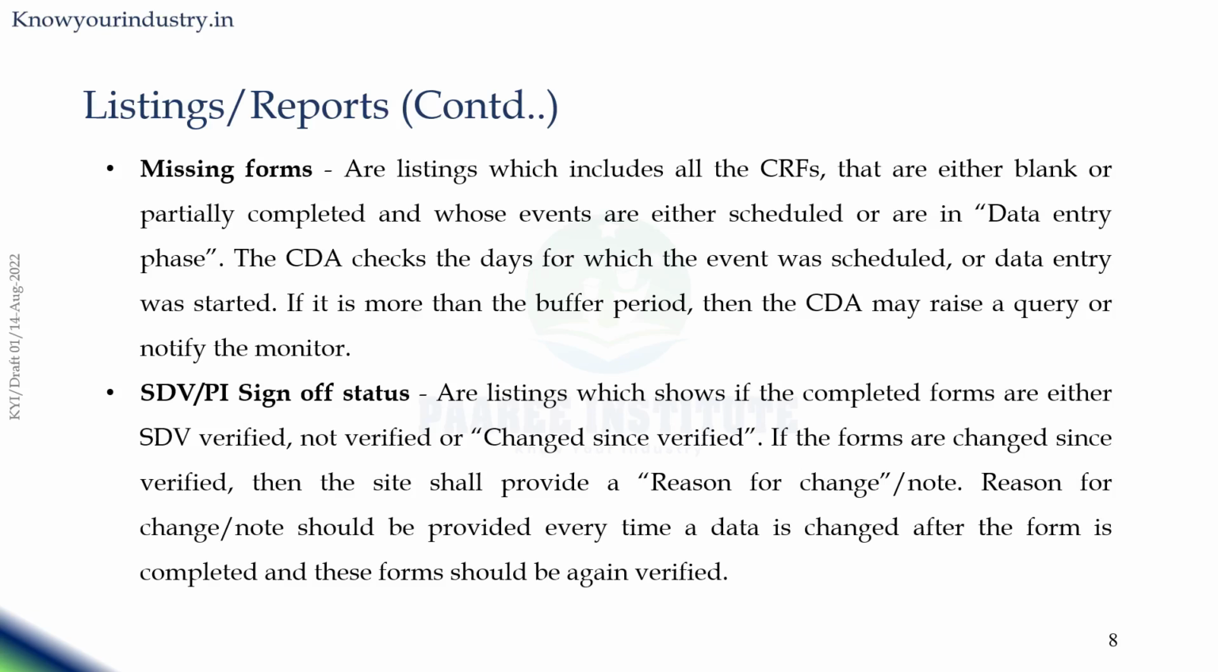So let us see the definition given in the slide. These are listings which include all the CRFs that are either blank or partially completed and whose events are either scheduled or in the data entry phase. Here, scheduled means the visits. The CDA checks the days for which the event was scheduled or data entry was started. If it is more than the buffer period, which would already be mentioned in a guideline, then the CDA may raise a query or notify the respective monitor.